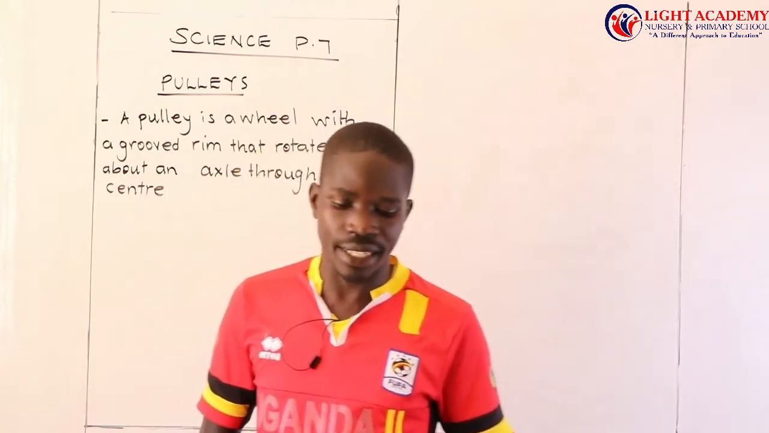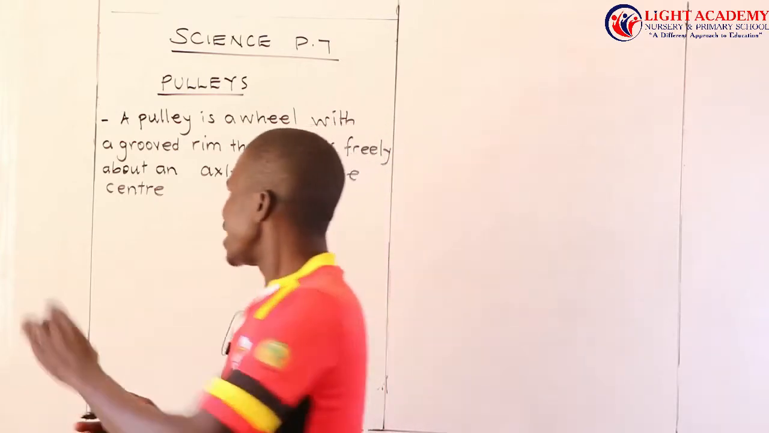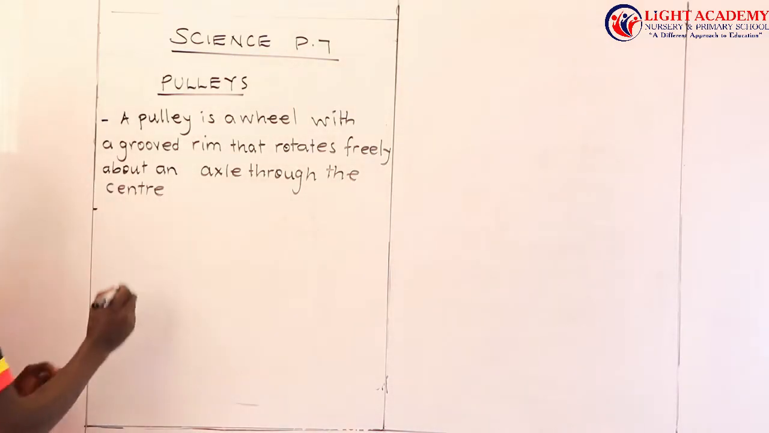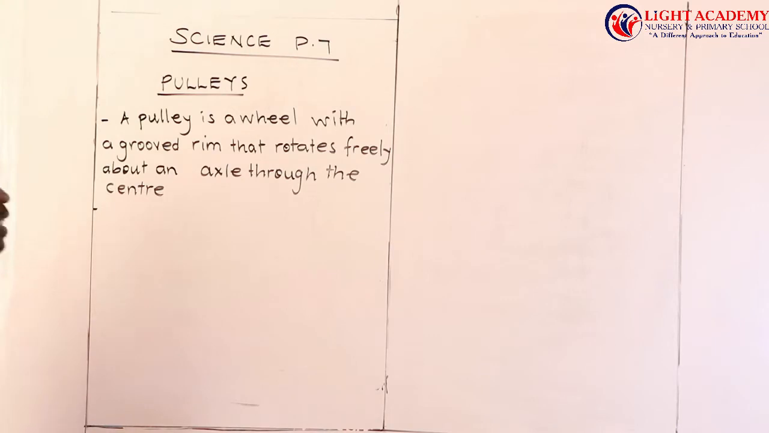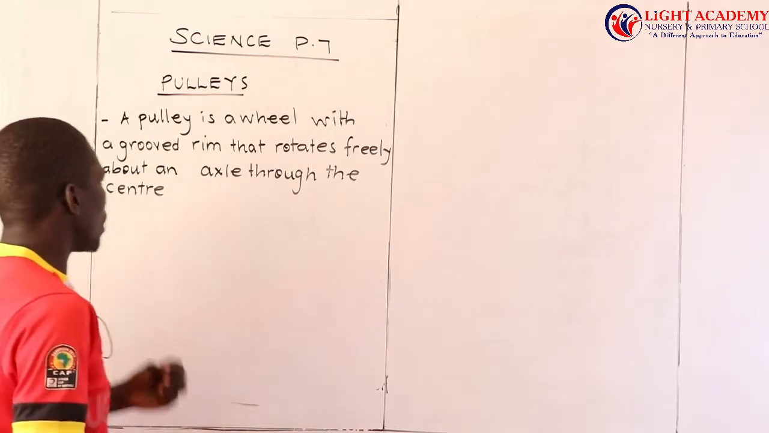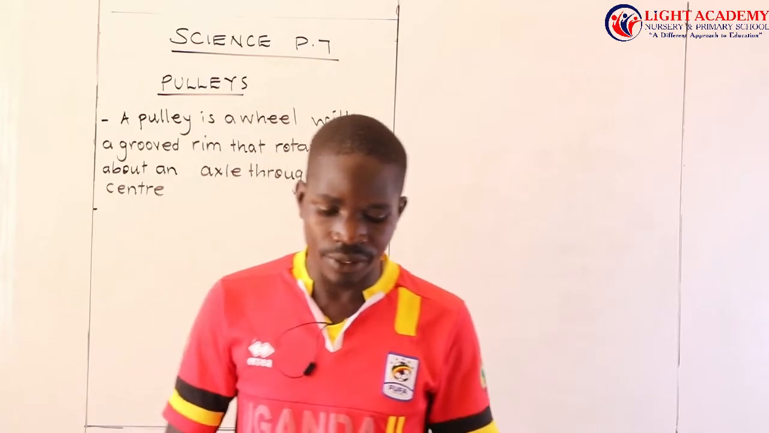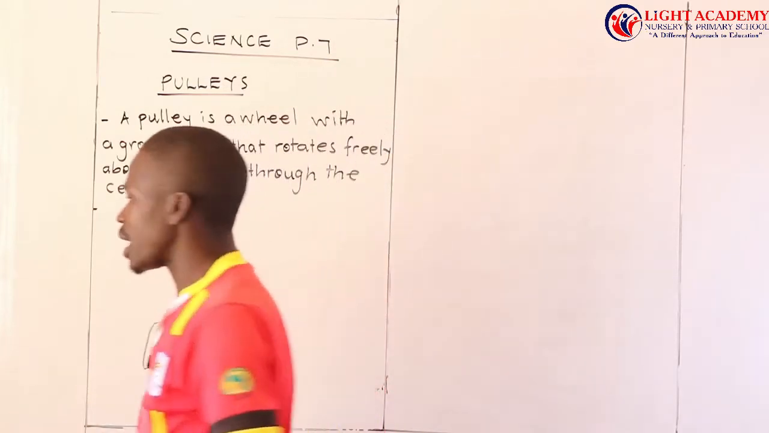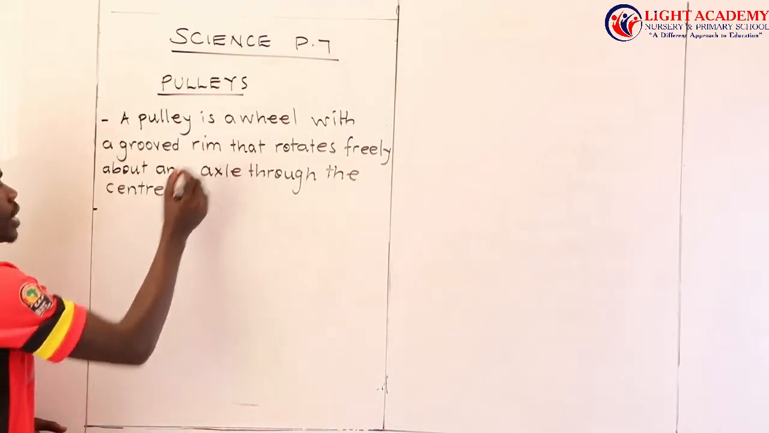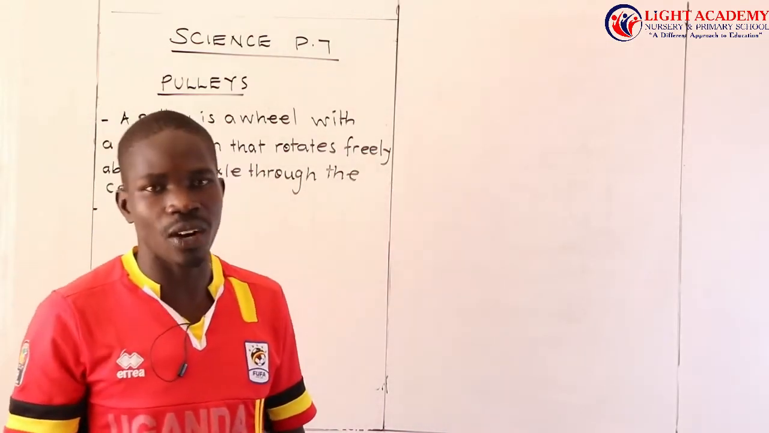Then we shouldn't forget that when you look at the pulley, there is this part which you call the grooved rim. They will ask you what prevents the rope from sliding off the wheel. That is what we call the grooved rim. The grooved rim, its work is to prevent the rope from sliding off the wheel.